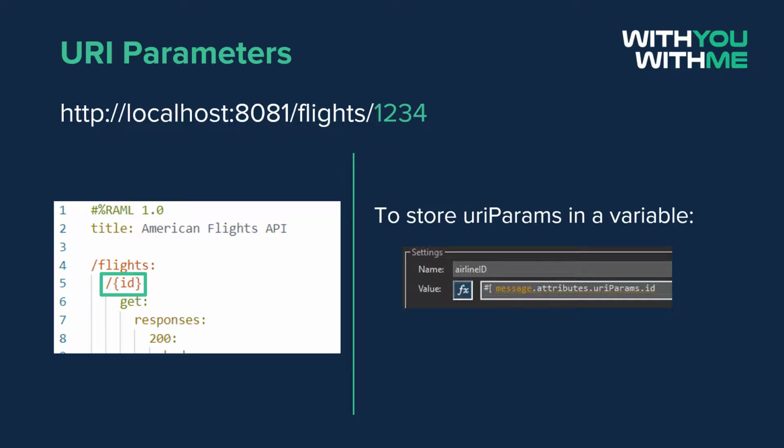Here we see the full key value pair, where the key is named as the placeholder in the RAML file and the value is provided in the URI. To access a URI parameter, simply use attributes.uriParams.keyname, or in this case id, as shown to the right.